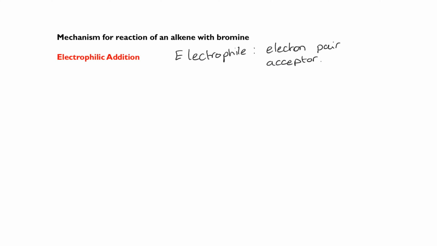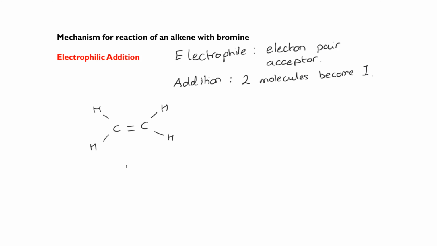Okay, addition means adding a molecule. So it's where two molecules become one, with no other product formed. Okay, so it might not just be two, but it's where more than one molecule becomes one and no other product. So an example for this would be ethene, which we just talked about. So ethene, which is C2H4, and then we've got a molecule of bromine here.